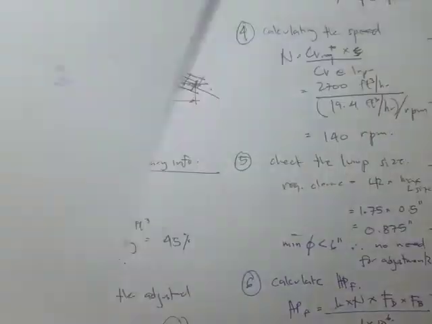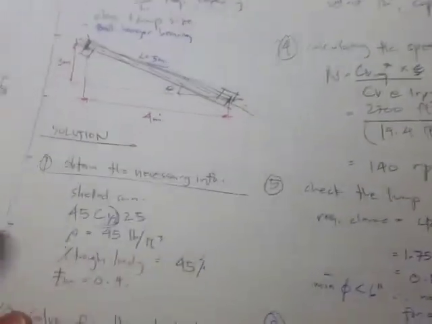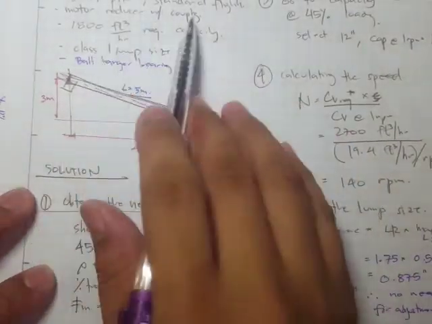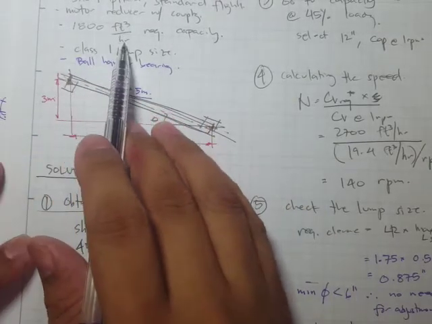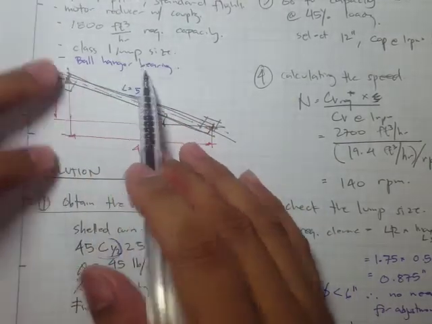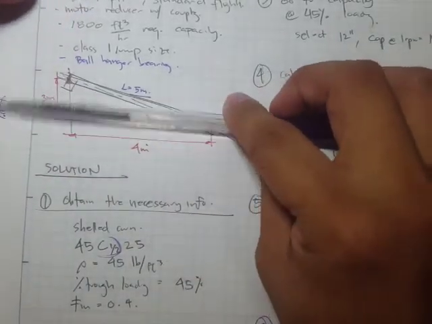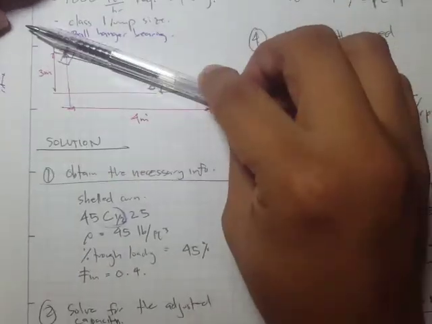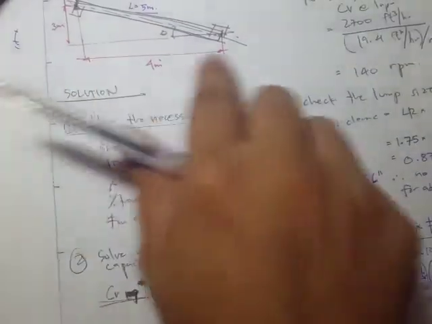Okay, so now let's do a review of what we did in this sample problem number 2. We have a shelled core, short pitch, standard flight motor reducer with coupling. Required capacity is 1,800 cubic feet per hour plus 1 ball hammer bearing. We have a situation here where the screw conveyor is inclined at some angle, and of course we can find the total length because we are given these two dimensions.